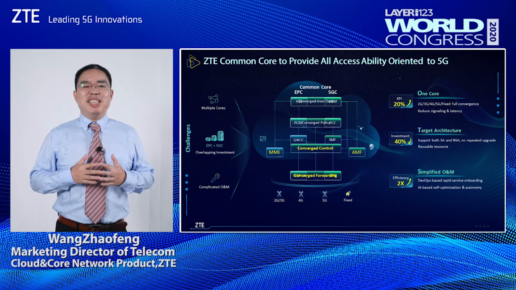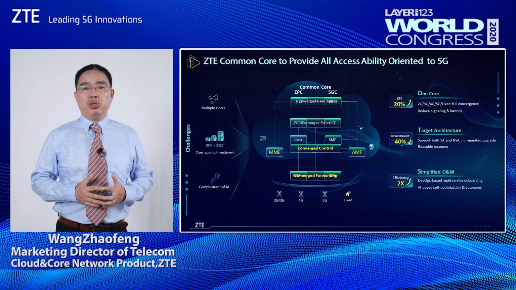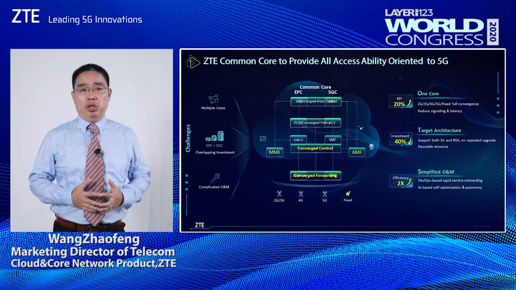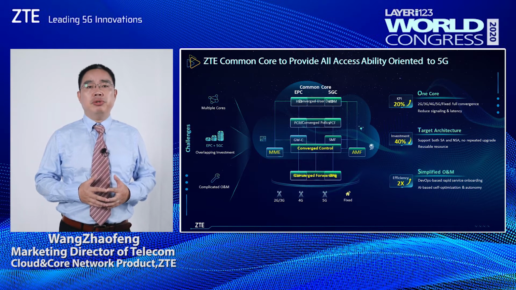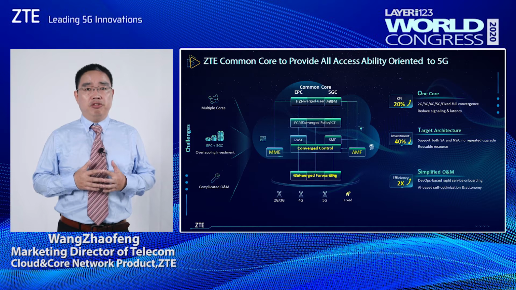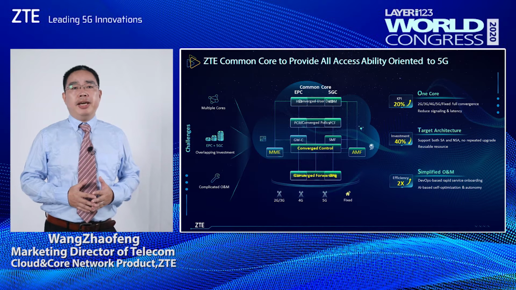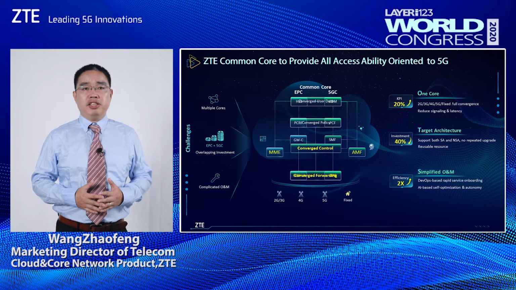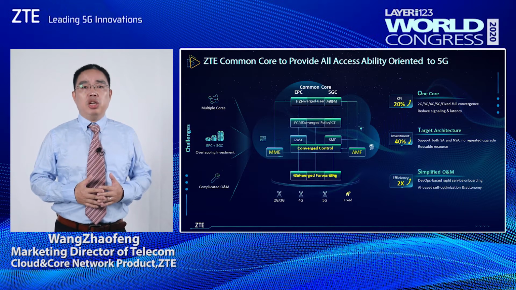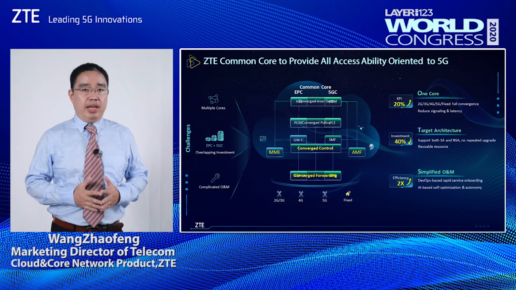In response to those problems, ZTE proposed the Common Core solution, which is oriented to 5G. You may refer to the slides: ZTE Common Core meets the full access and the full integration of 2G, 3G, 4G, 5G, and fixed network as well. The solution is based on 3GPP R15 service-based architecture and cloud-native construction, including convergent user data, policy control, control plane, and the data plane.